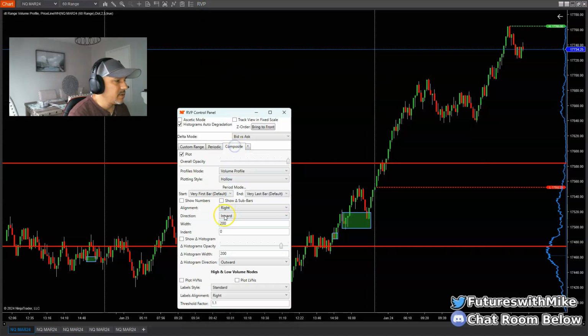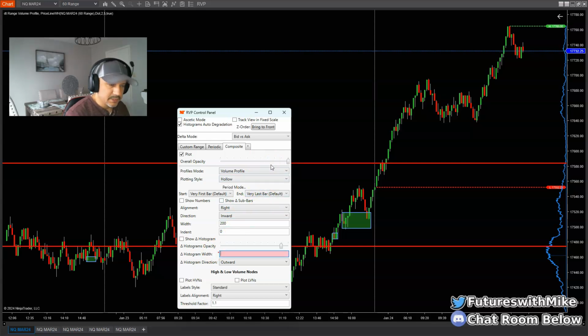I'm going to composite right quick. The width of it, histogram width. Let's do this to like 400 for right now. Okay, let's see if it does it. I don't know if it did or not. Go back to 200.